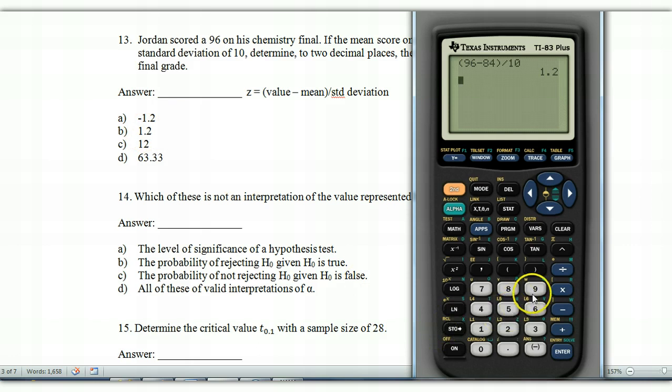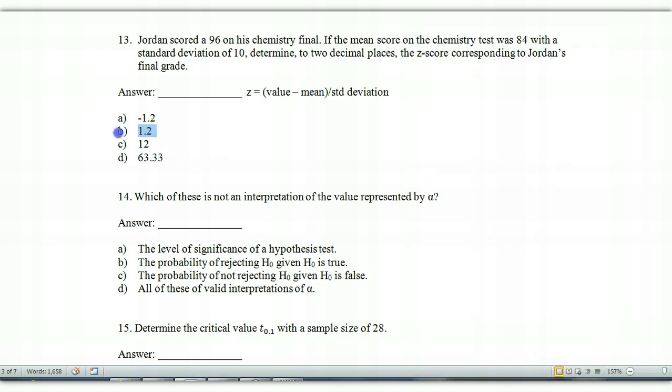Another big mistake people make here is they don't put the parentheses in there. Luckily it wasn't an option this time, but it very well could be if you screw it up. So just make sure you put it in parentheses, or if you don't put it in parentheses, do it in two parts. Oops, divided by 10, not 2. So our answer is 1.2.